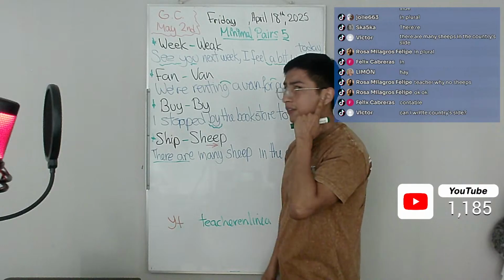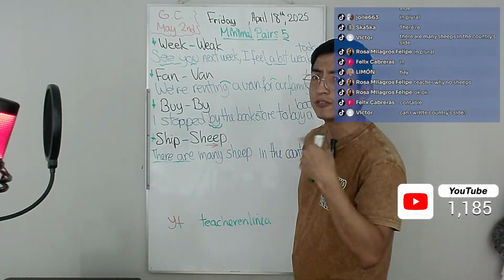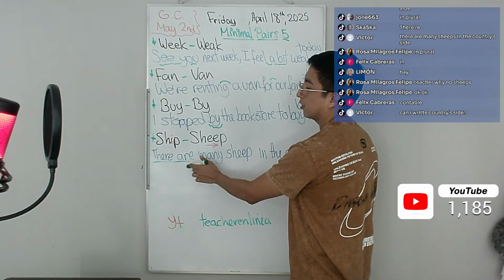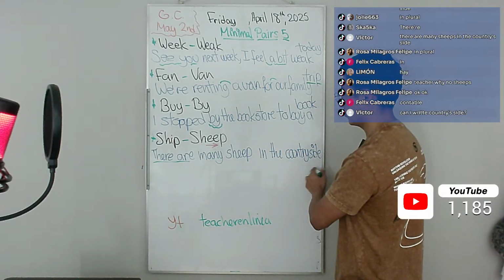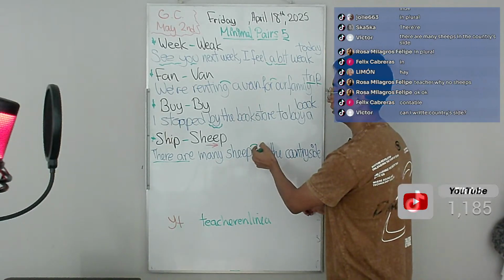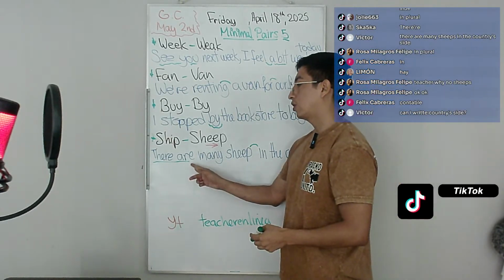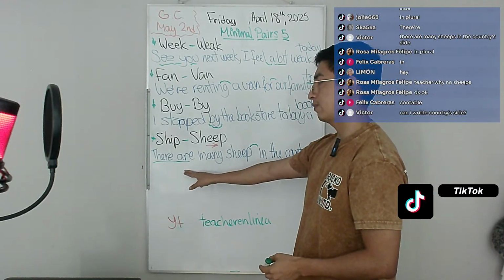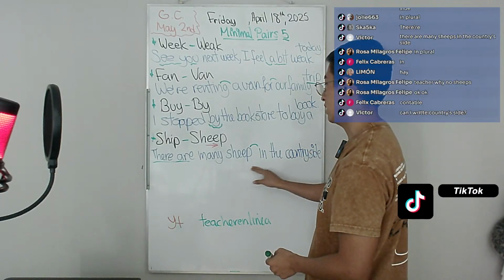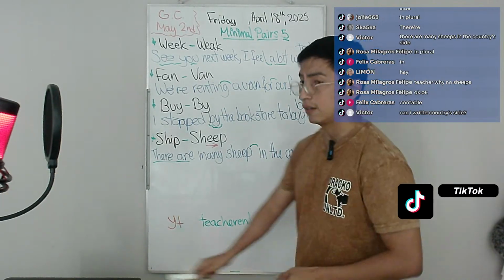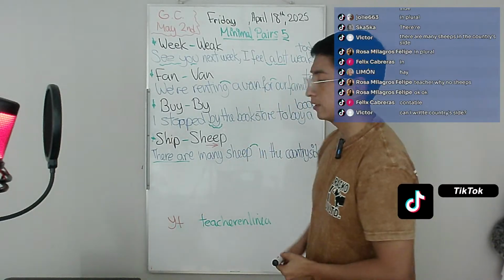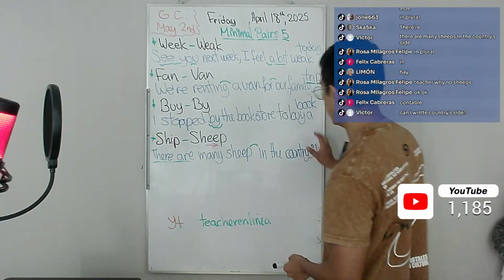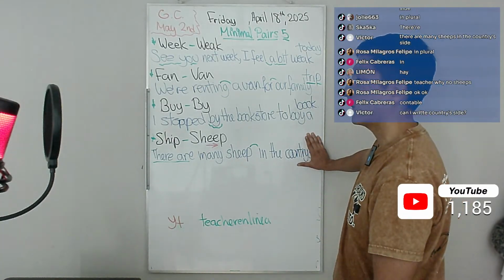Now, listen, please, and repeat. There are many sheep in the countryside. Look at this. There are many sheep in the countryside. Listen again. Repeat. There are many sheep in the countryside. Countryside is together. You can also say the country. There are many sheep in the country.